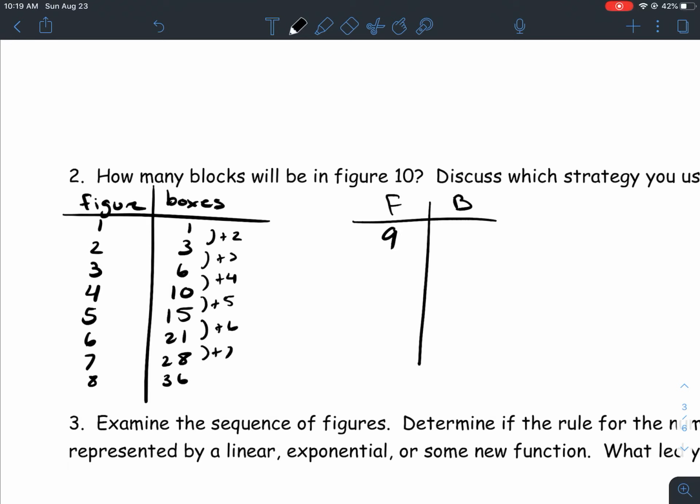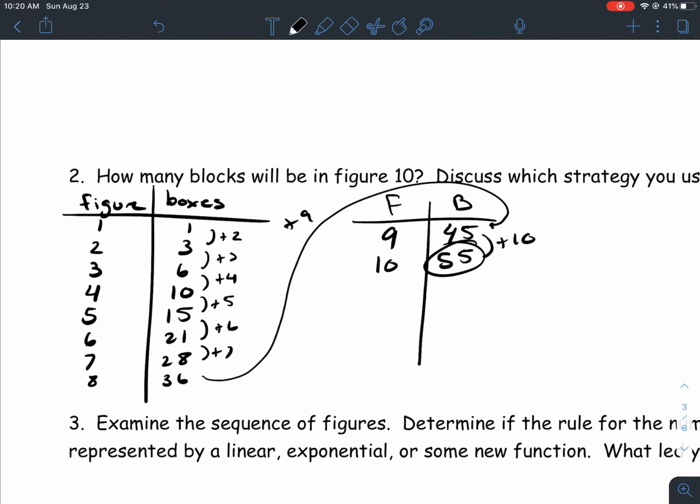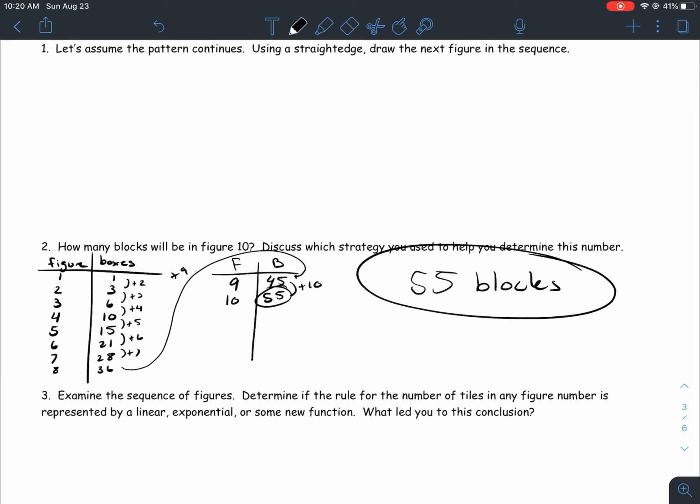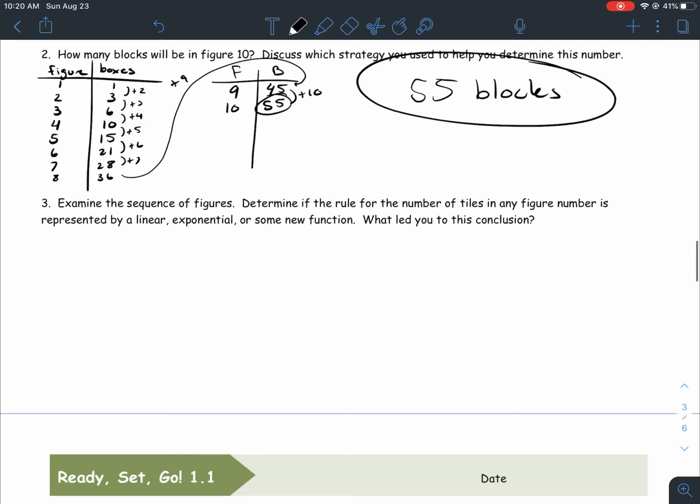So then for 9, we'd have to add 9 to 36. You would get 45. And then for 10, we have to add 10. I could show here that we added 9. And then for plus 10, we would get 55. So that would tell us that we would end with 55 blocks in figure 10. Essentially, to figure this out, we just followed the pattern and made a chart. That was our method to solve.